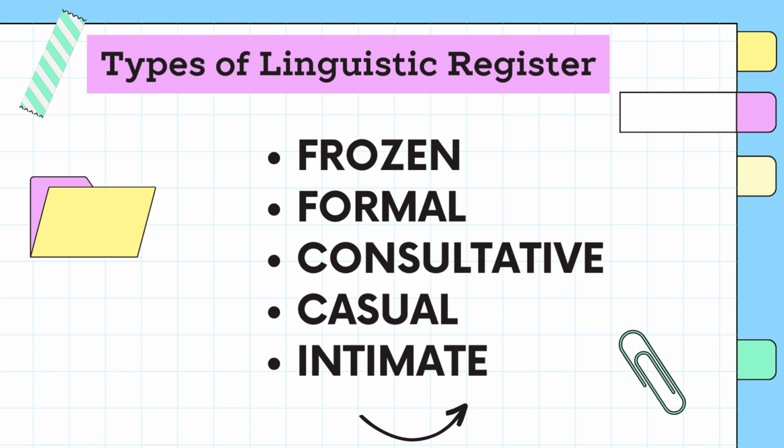Okay, then we also have these types of linguistic register. The types of linguistic register are enumerated as follows. We have the prose and word, the formal, the consultative, the casual, and the intimate.